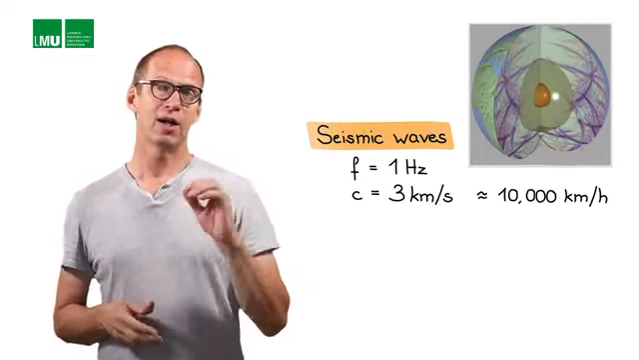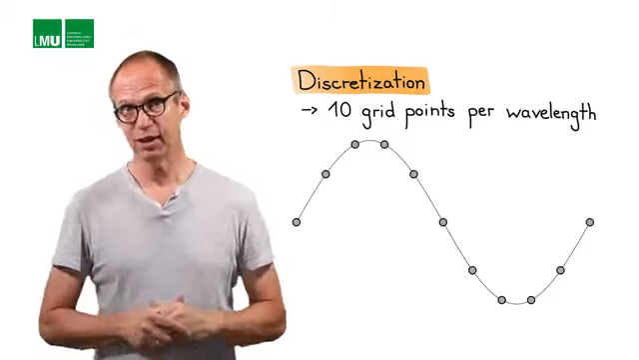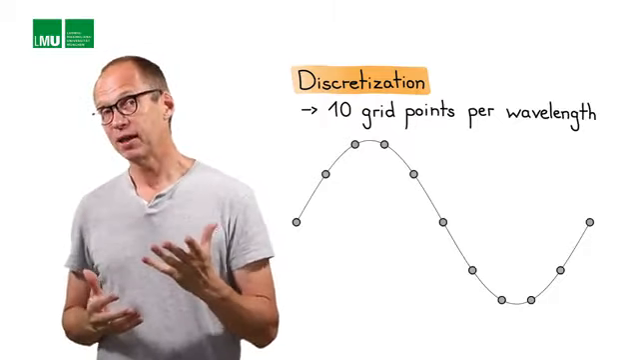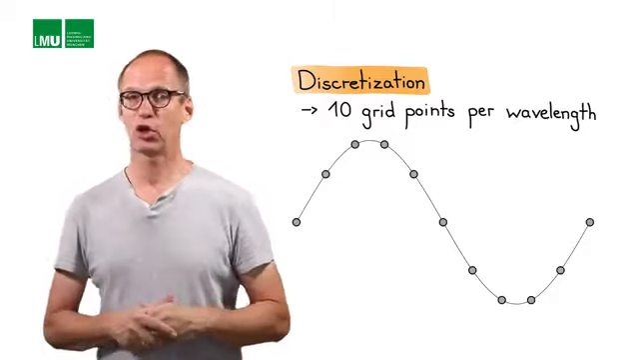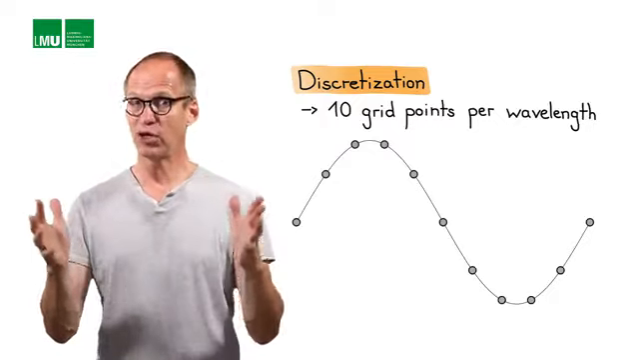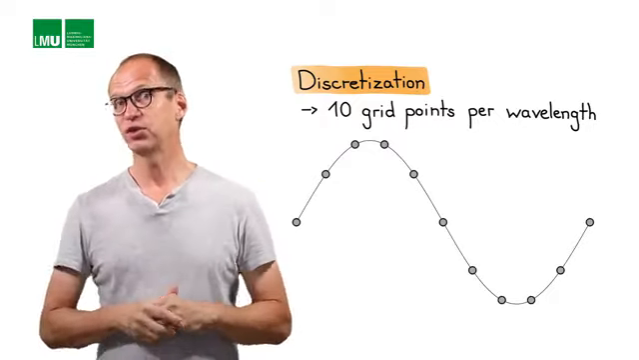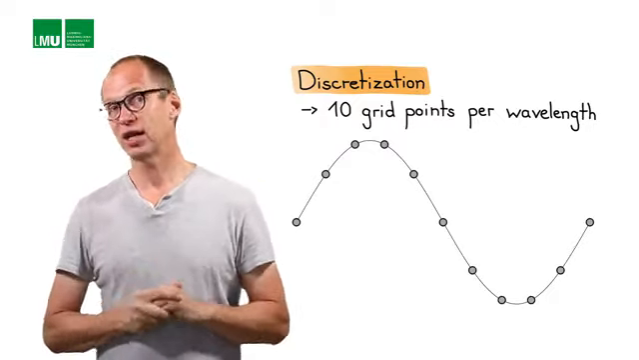So if we want to discretize such a wave, and we now make a simplification, let's assume this is a monochromatic wave, a sinusoidal wave. We would like to discretize this wave with about 10 grid points per wavelength, and you see this here, what I mean by that. And again, that's an extremely fundamental concept, how many points or cells we need to discretize such a wave. In this case, it's 10 grid points per wavelength.